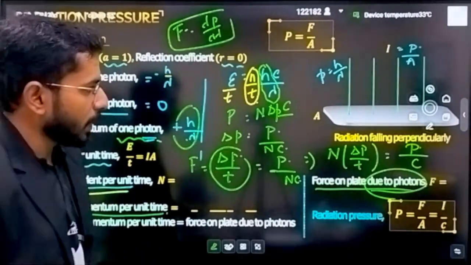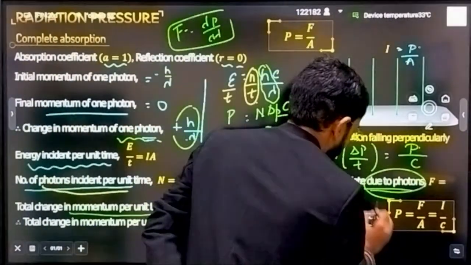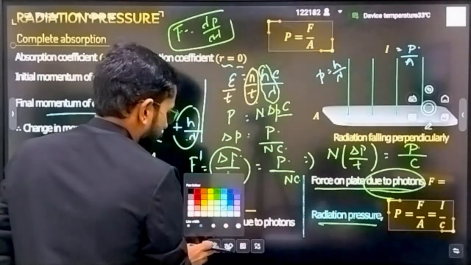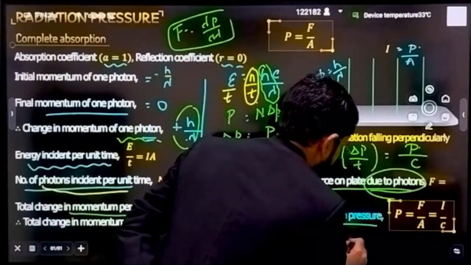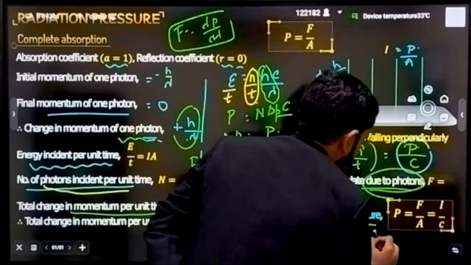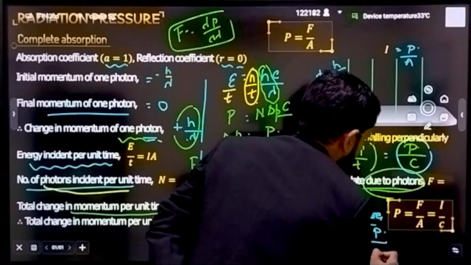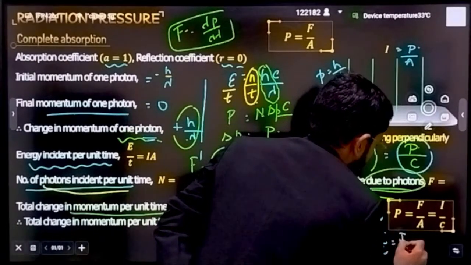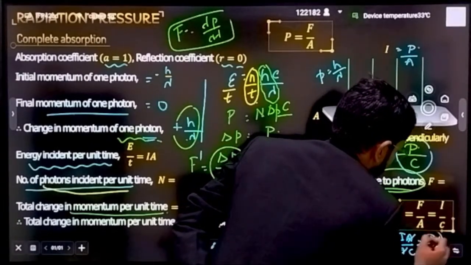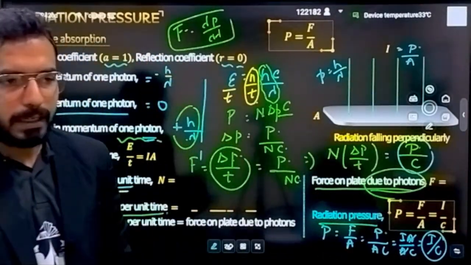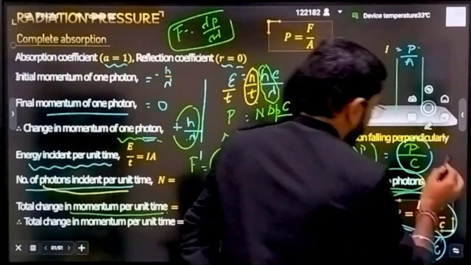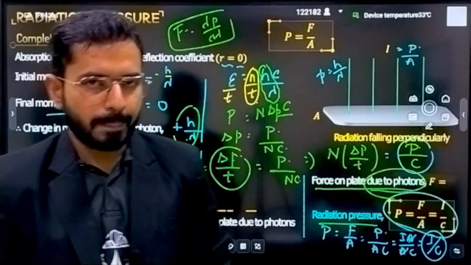ये आ जाएगा, correct. Now if you want to calculate pressure, what you will be doing? Divide the force divided by area. If you want to calculate pressure will be defined as force per unit area. What is the total force that you are having? Total force is power divided by c. और पावर को क्या लिख सकते हैं? इंटेंसिटी इंटू एरिया. A हो जाएगा कैंसिल, और द फाइनल रिजल्ट दैट यू विल बी हैविंग इज I by c. समझ आया? थोड़ा आया?